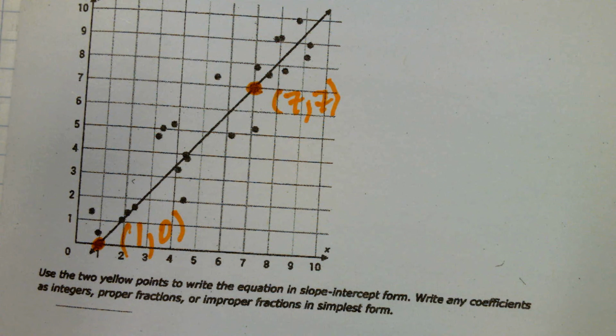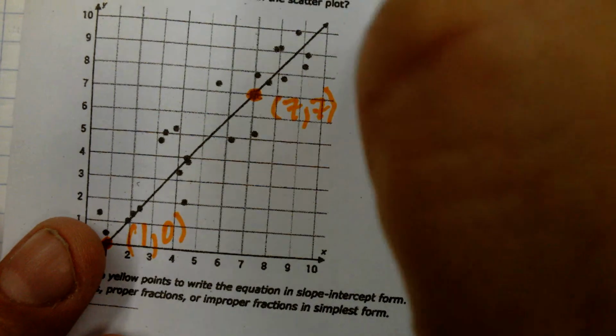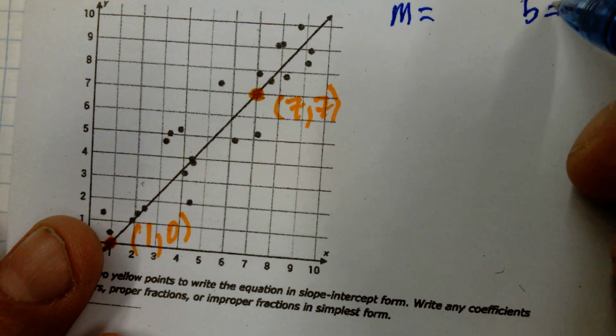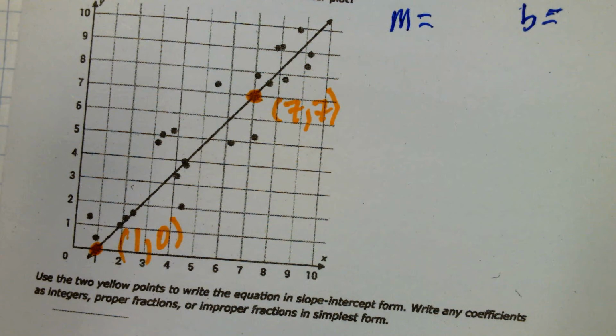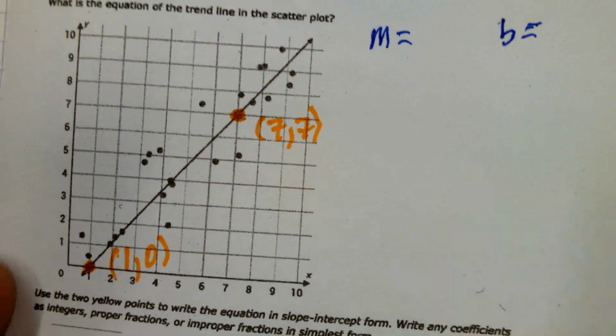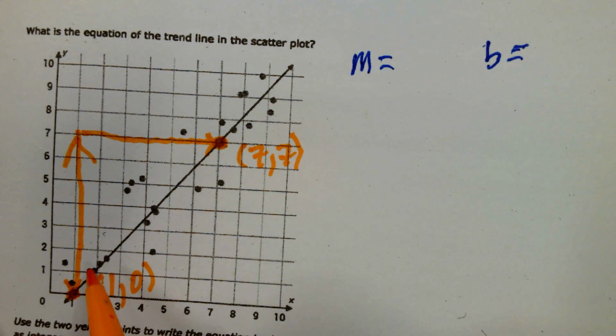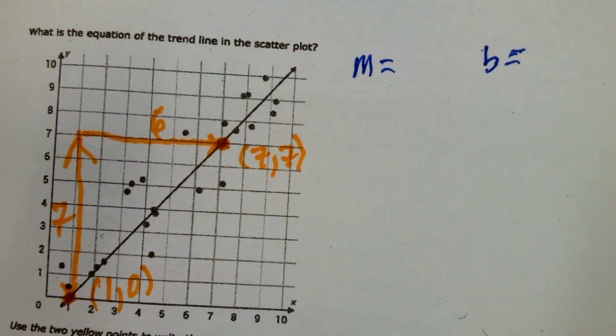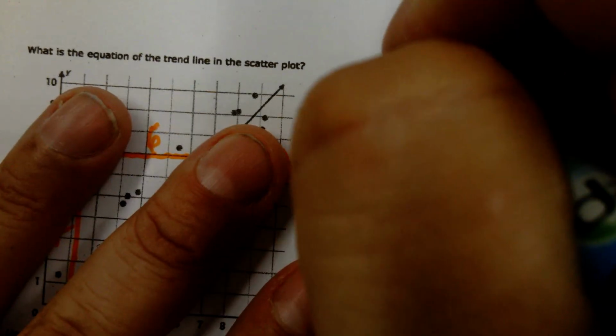Okay? All right. Well, we're looking for M and B. Let's find the slope, since we can't tell the y-intercept number right away. So let's see. Oops, up. So I'm going up 1, 2, 3, 4, 5, 6, 7. 7/6. Okay, let's write that down. 7/6.